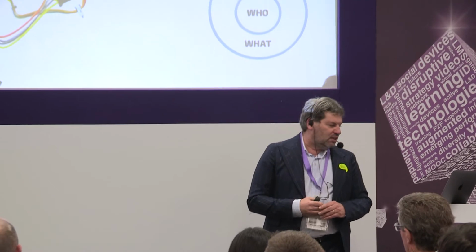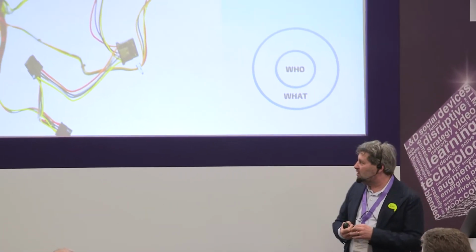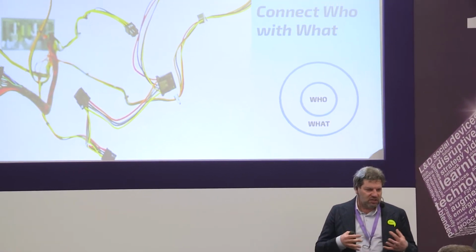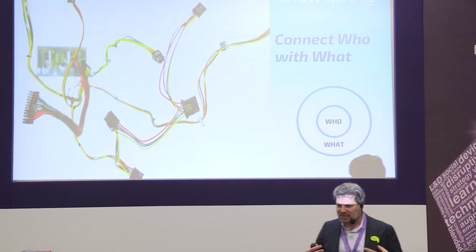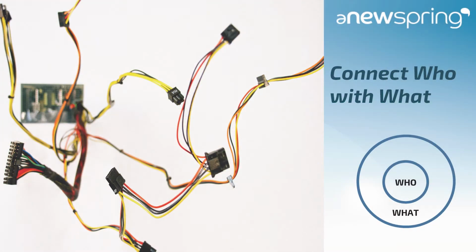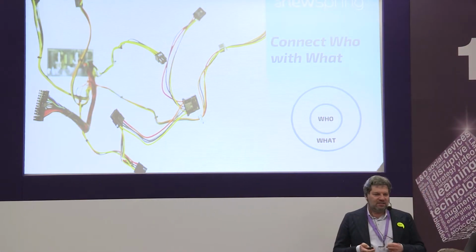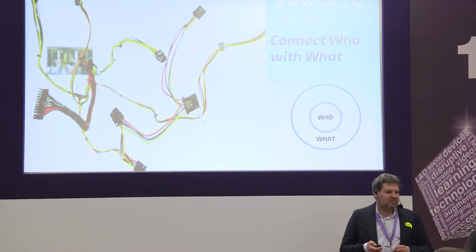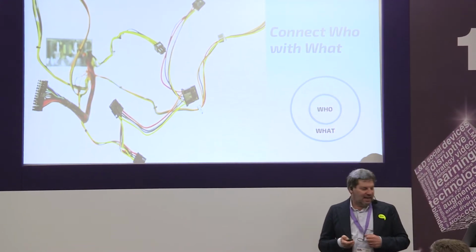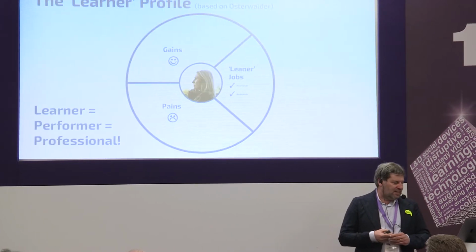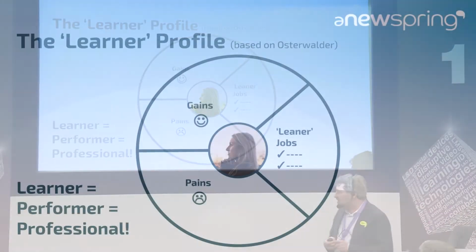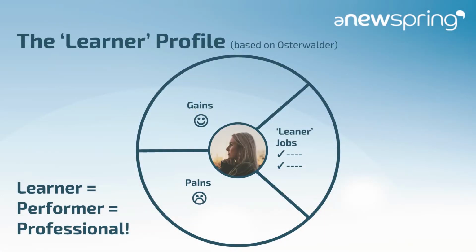So after we started with the who, then we can build our golden circle for learning design. And the next step is the what. We have to connect the who with the what, because only understanding a person and his or her perspective is one part, but we also have to know what kind of jobs, what kind of tasks this person has on his or her plate and might be struggling with. So that's the what. And the suggestion is to create a learner profile.